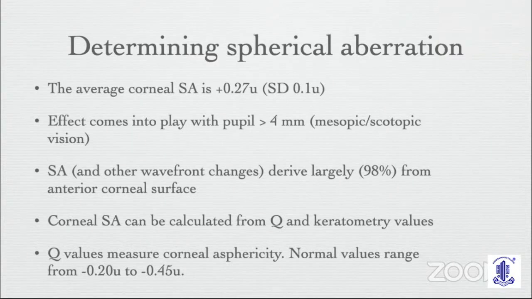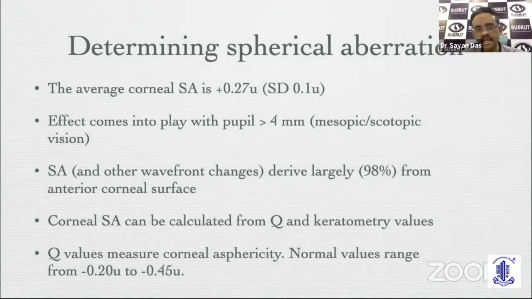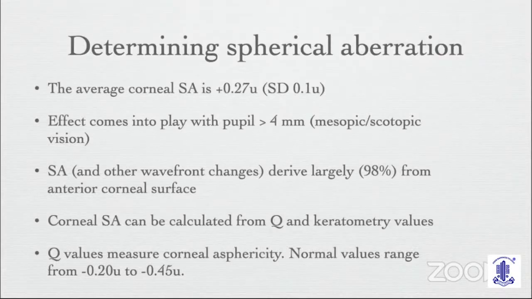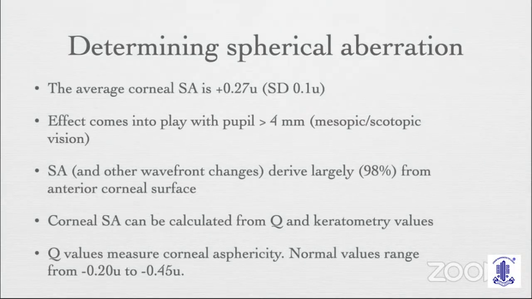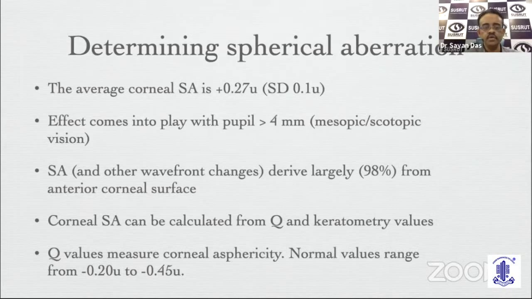Here, if the spherical aberration is high, there will be a decrease in contrast sensitivity. And this spherical aberration, and so do other wavefront changes, derive largely from the anterior corneal surface. This corneal spherical aberration can be calculated from a Q value, which is generated by most topography and tomography machines, and keratometry values. This is only one option for measuring corneal spherical aberration. We can also use wavefront aberrometers for measuring corneal spherical aberration, or the spherical aberration of the entire eye.